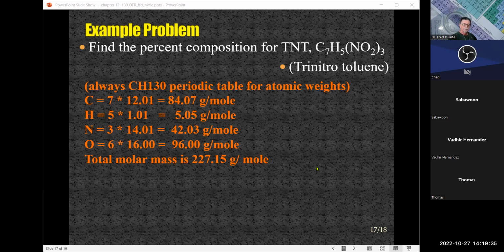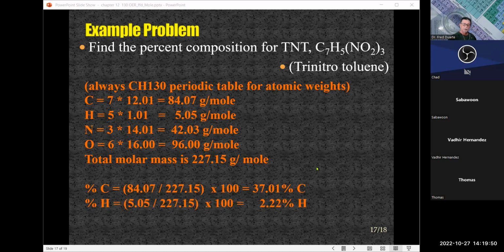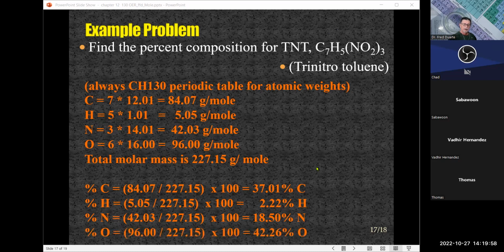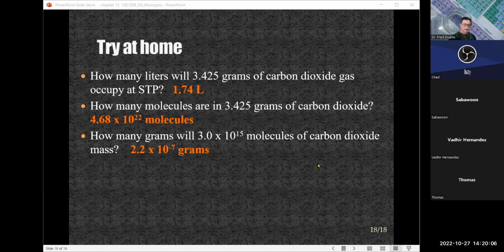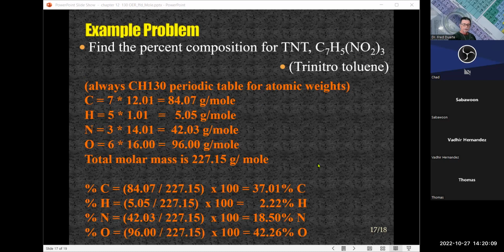Now, given that information, we take each individual atom and its contribution and divide it by the molar mass times 100, and we end up with 37.01% carbon. Hydrogen is at 2.2% hydrogen. Nitrogen is at 18.50% nitrogen, and oxygen contributes 42.26%. That should be a grand total of 100, plus or minus a tenth or so.